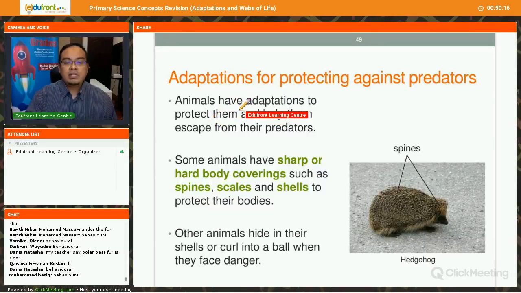So animals have adaptations to protect them and help them escape from predators. Like this animal here, it has very sharp or hard body coverings such as spines, scales, and shell to protect its body. Like snails, which have a very hard shell to protect their soft body from predators. Other animals hide in their shell or curl into a ball when they face danger.